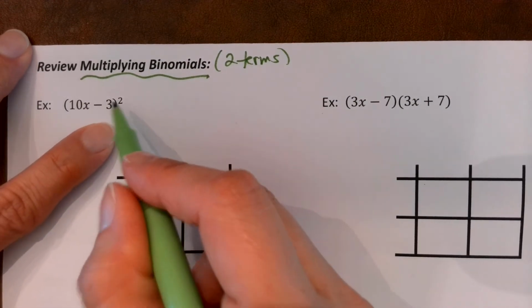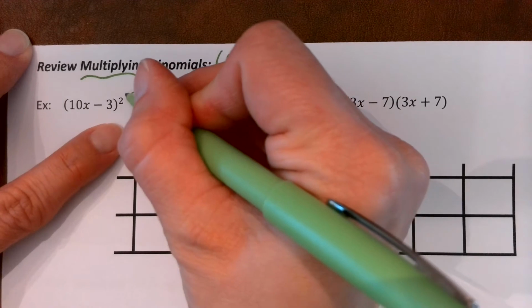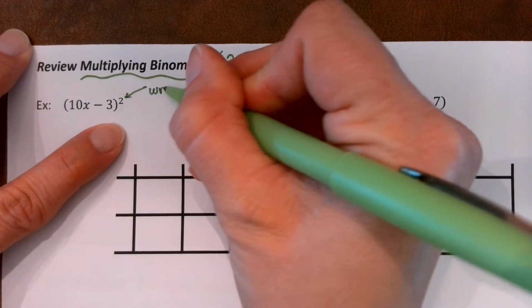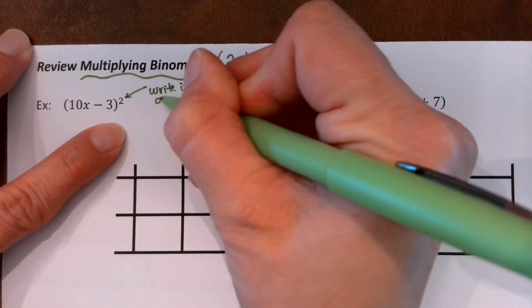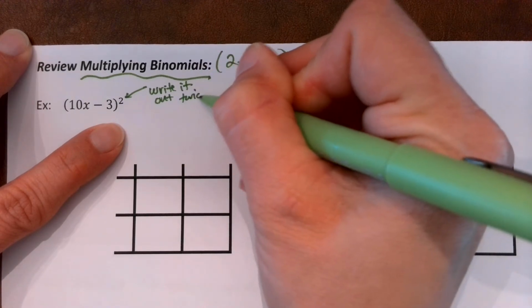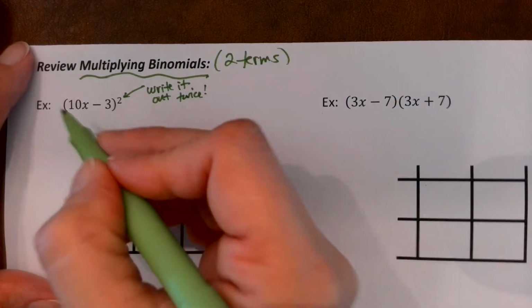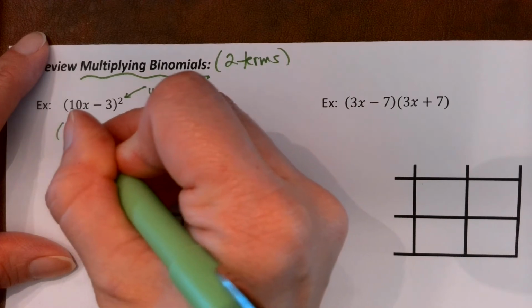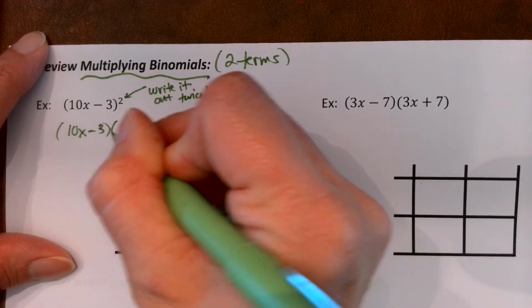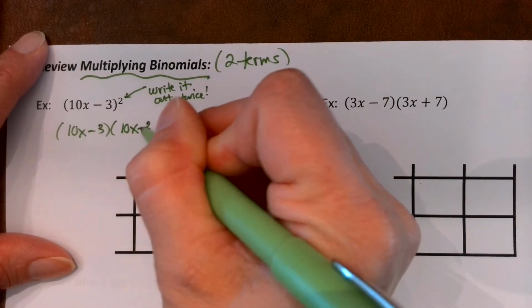10x minus 3 to the power of 2. When it says squared, what you need to do is write it out twice. So this problem is actually 10x minus 3 times 10x minus 3.